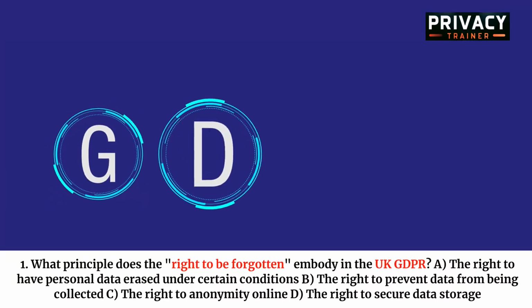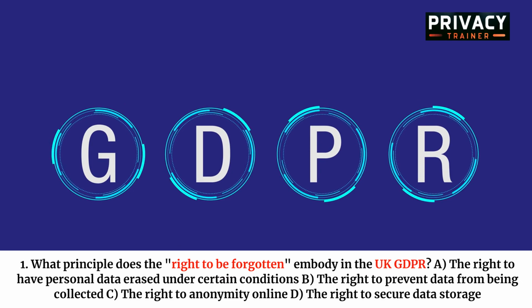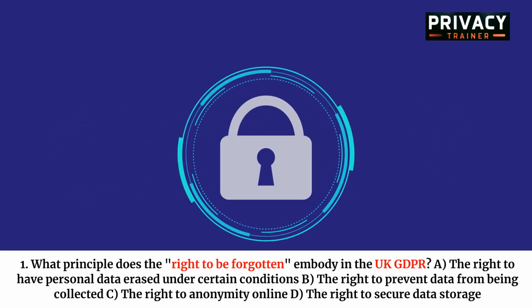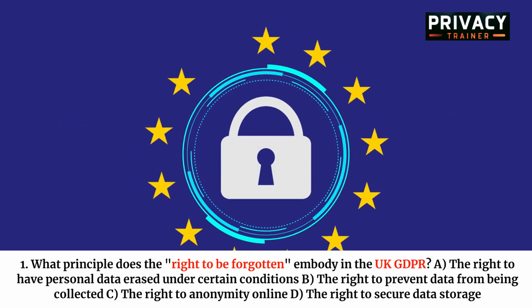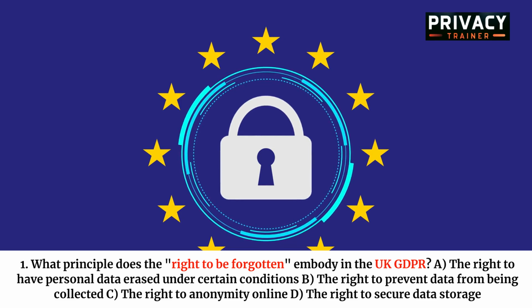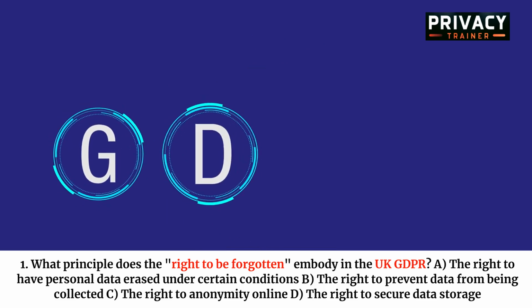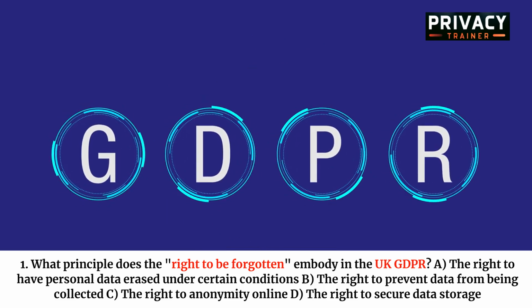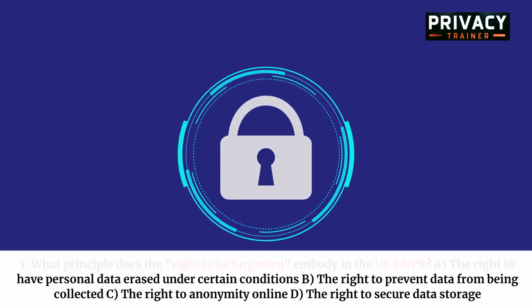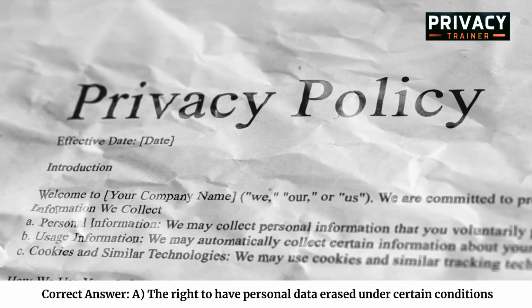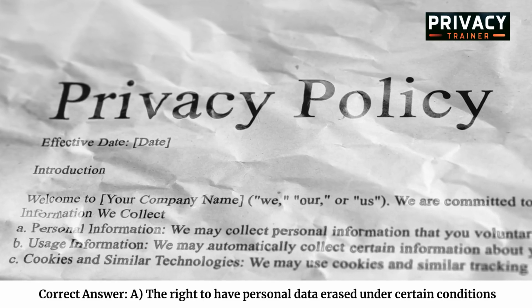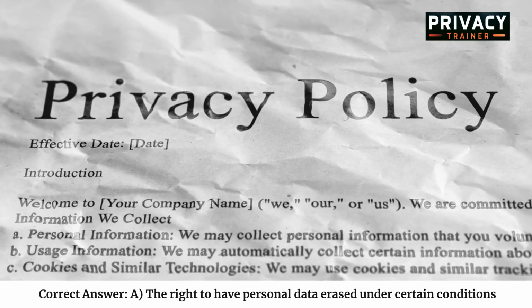1. What principle does the right to be forgotten embody in the UK GDPR? A. The right to have personal data erased under certain conditions. B. The right to prevent data from being collected. C. The right to anonymity online. D. The right to secure data storage. Correct answer: A. The right to have personal data erased under certain conditions.